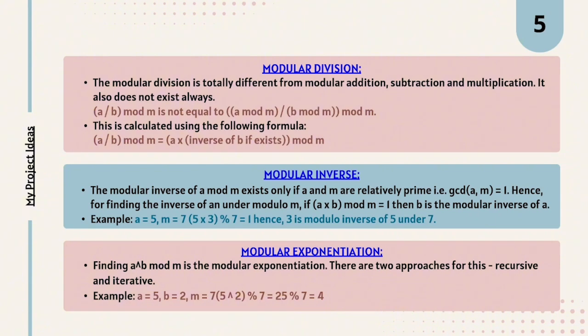So modular exponential is the power of something. Suppose A modular exponential B is A to the power B mod M. There are two approaches, because you know how to find out the power, which we discussed in previous lectures. You can do it in two ways, that is recursion and iteration. Here you can use either.